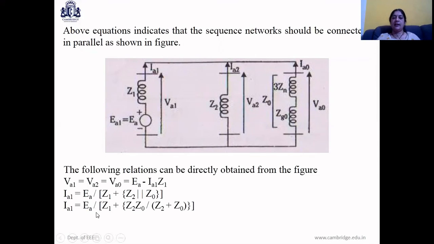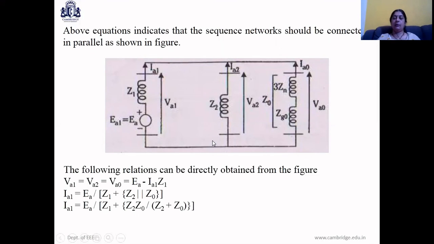Therefore, IA1 is EA by Z1 plus Z2 Z0 by Z2 plus Z0. And IA2 and IA0 can be obtained from the diagram by using the theory of parallel distribution of the currents. So IA2 will be equal to the total current IA1 into the impedance of the other branch divided by the total impedance of the circuit. So IA2 is minus IA1 Z0 by Z2 plus Z0. Similarly, IA0 will be equal to minus IA1 Z2 by Z0 plus Z2.